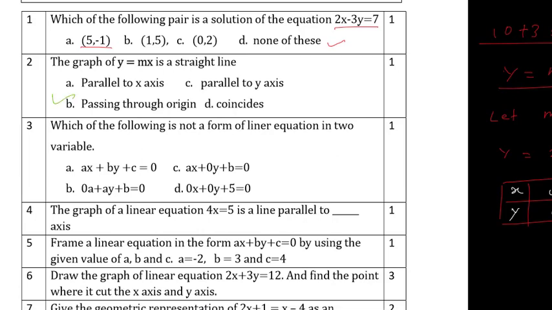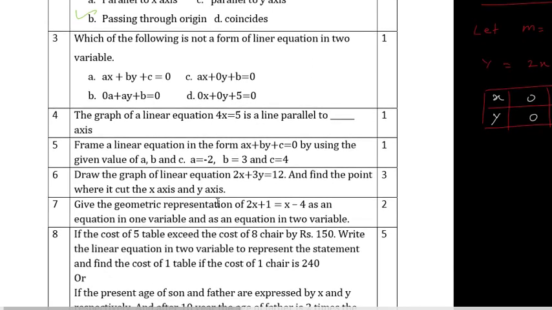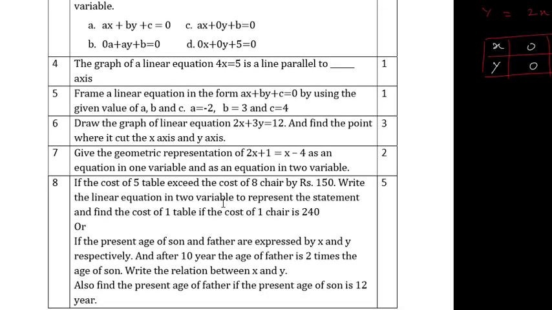Now the next question is: which of the following is not a form of linear equation in two variables? For a linear equation in two variables, the general form is ax plus by plus c equal to 0, where a and b at the same time should not be equal to 0. Any one of them can be 0.